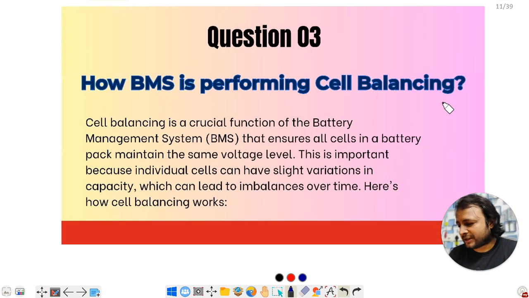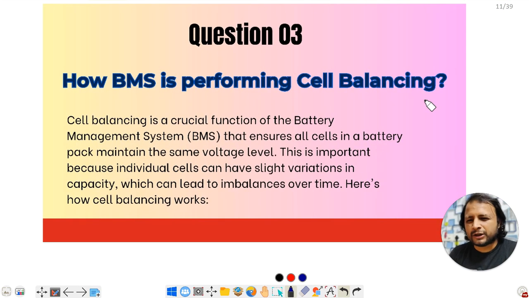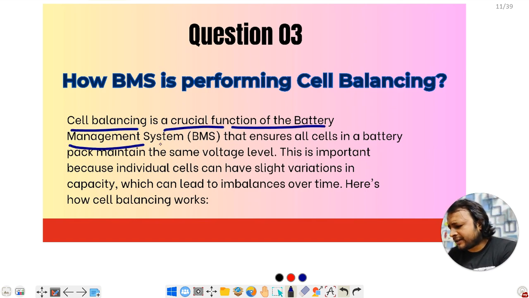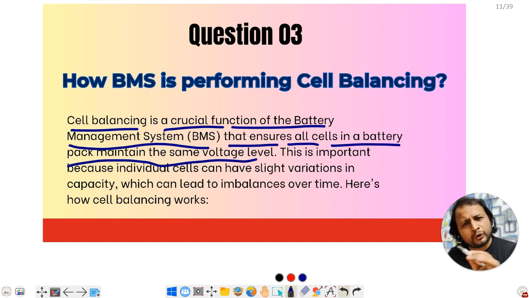This one is important. Cell balancing, you must have read in many places, small shorts and small videos that people have made. So now let us see why cell imbalance happens. First question is about balancing, so let's see. Cell balancing is a crucial function that the battery management system performs to ensure all cells of the battery pack maintain the same voltage level or same current level, and that is important because individual cells can have slight variations in capacity.